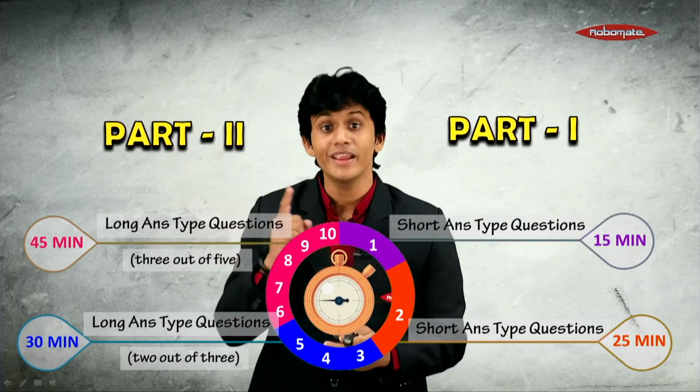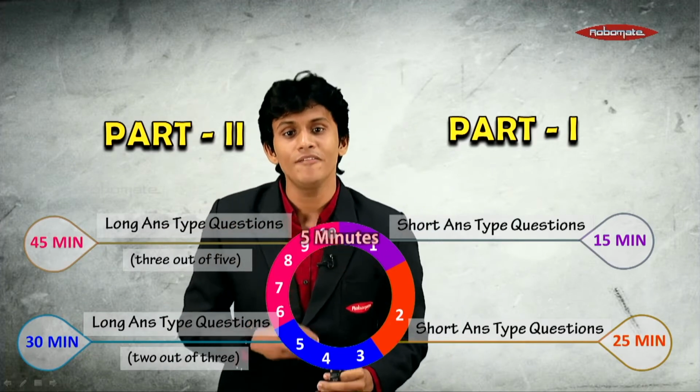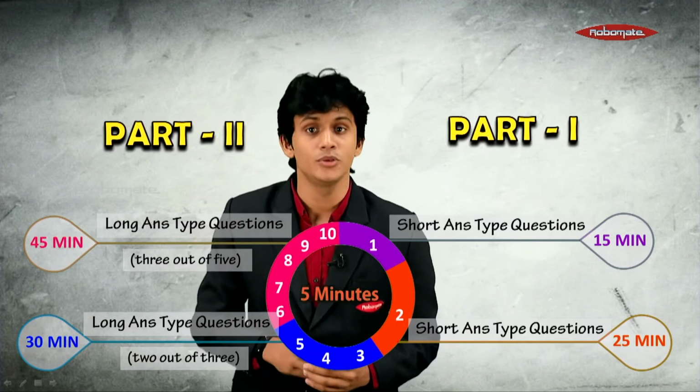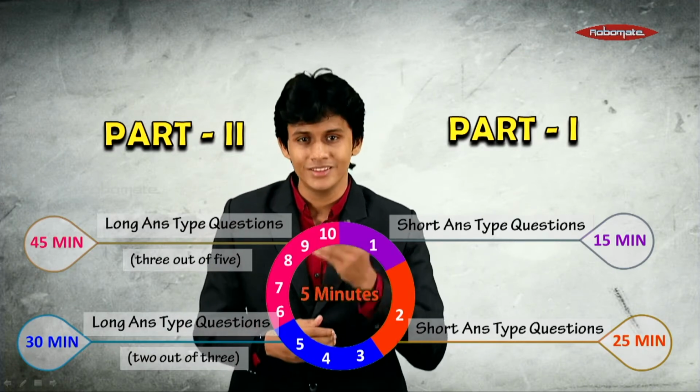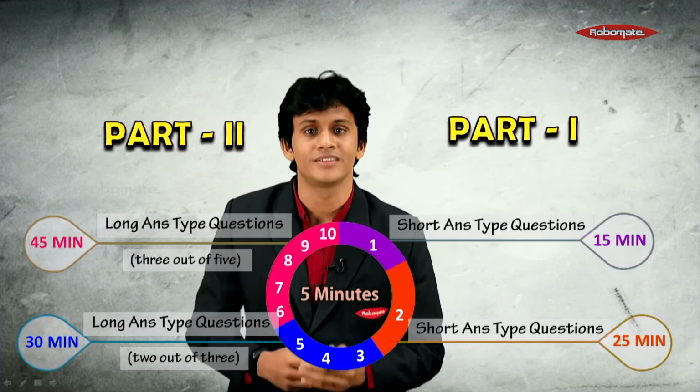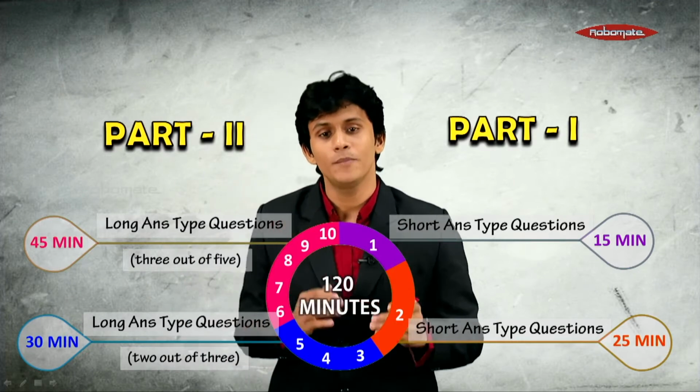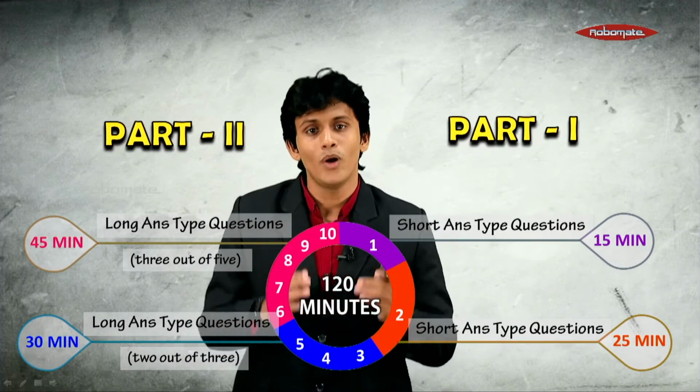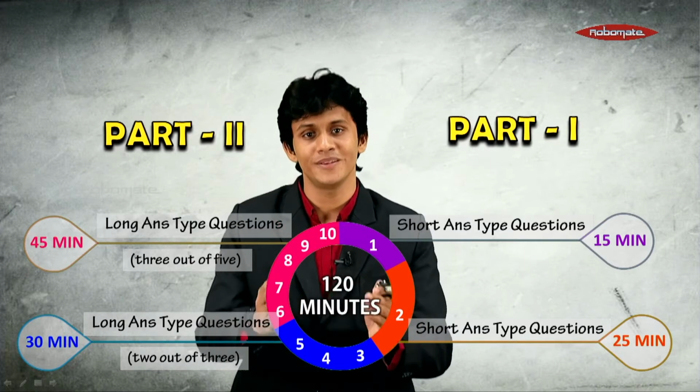Calculating the entire amount of time, you will have 5 more minutes left to spare, wherein you can do the rechecking, the correction, etc. And that will sum up your entire 2 hours, 120 minutes, of the history and civics paper.